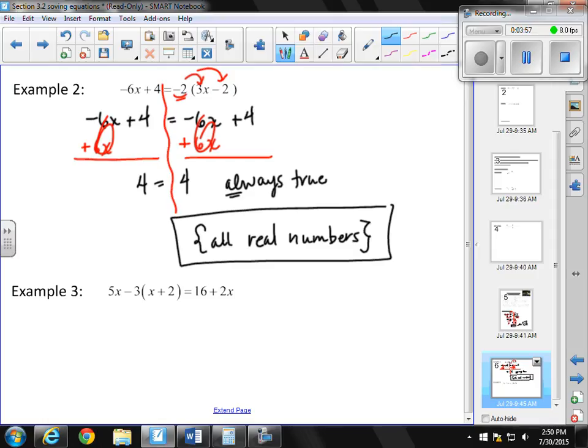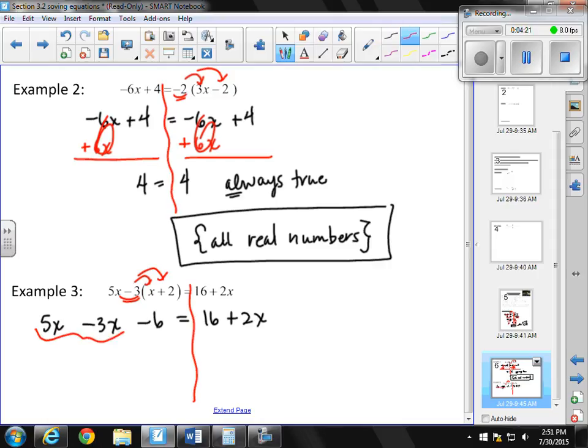Example number 3, start the same way. Distribute. This time I'm distributing by -3. So I have 5x. -3 times x is -3x. -3 times 2 is -6, equals 16 plus 2x.